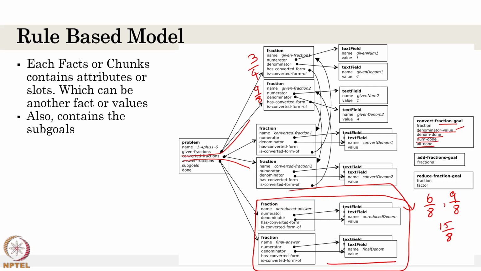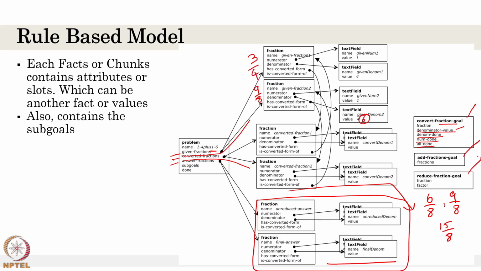So there are 4 steps, right? The given fractions are 1 by 4 and 1 by 6. This should be 1 by 4 plus 1 by 6 for this particular problem. Then you convert and give it. There are 4 steps: given fractions, convert the fractions, answer the fractions. Then the set of sub goals. The sub goals are convert fractions, add fractions, and reduce fractions.